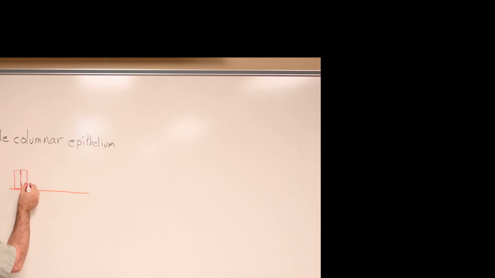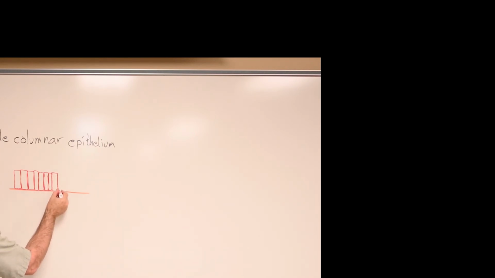So we have tall cells in a row. Simple columnar epithelium. Now we're going to put nuclei in them. The nuclei usually are found in a fairly uniform position across the row of columnar cells. So they look like they're all soldiers in a row kind of arrangement here. Real even look to the columnar epithelium.